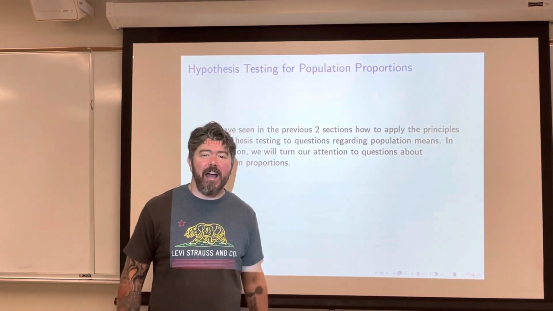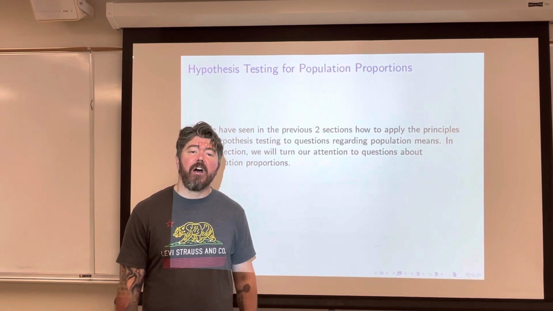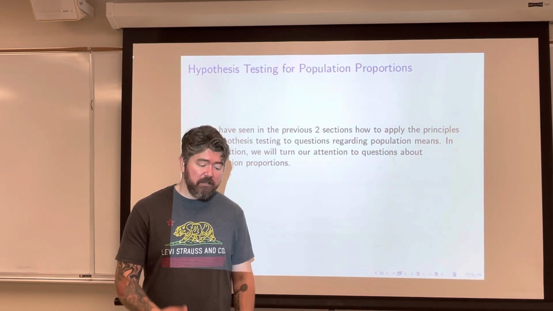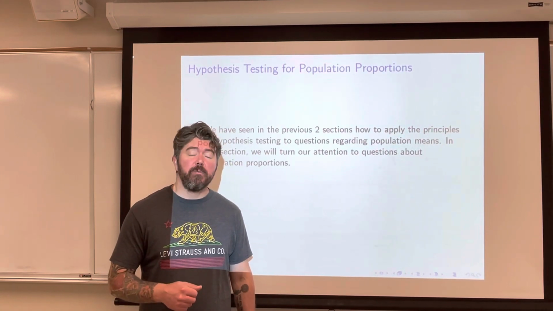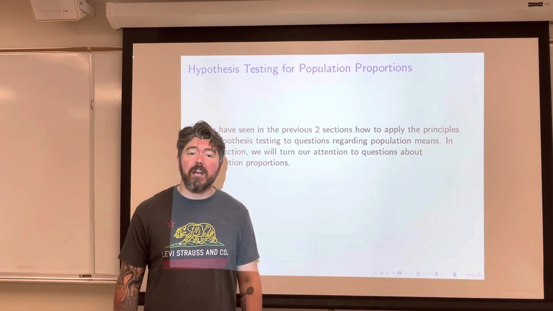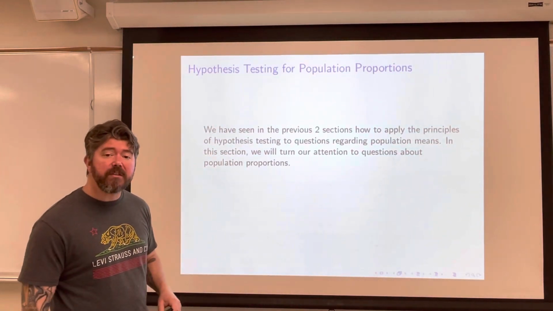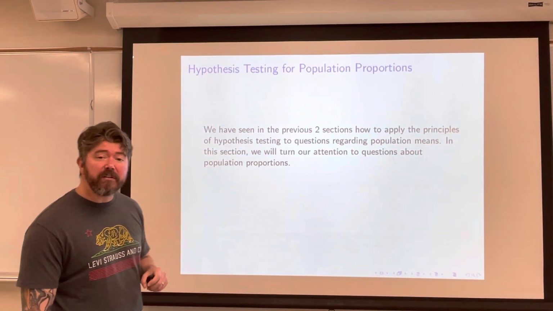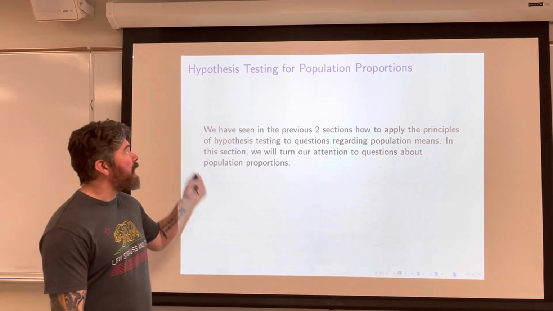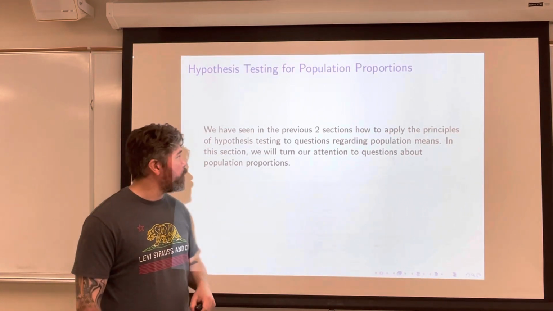Good afternoon, class. We will now finish chapter 10, and just as we saw in chapter 8, we talked about our population mean when sigma is known and sigma is unknown, and then we discussed our population proportion, P. We are going to do the same for chapter 10. So we are going to finish chapter 10 by looking at hypothesis testing for population proportions.